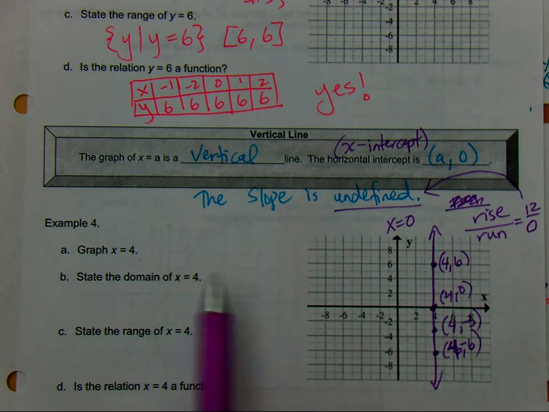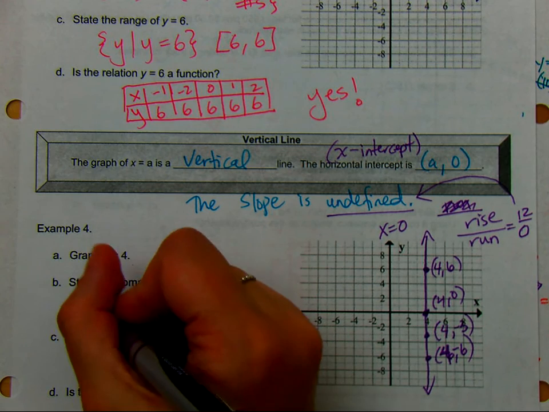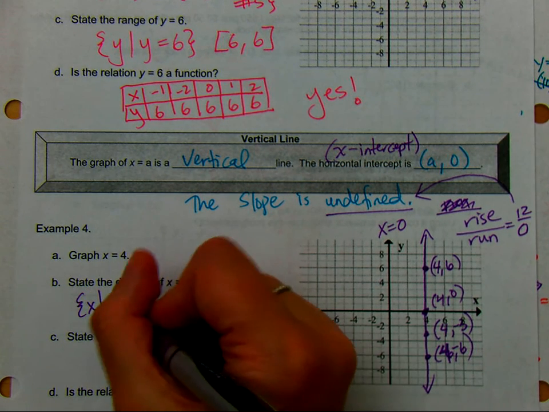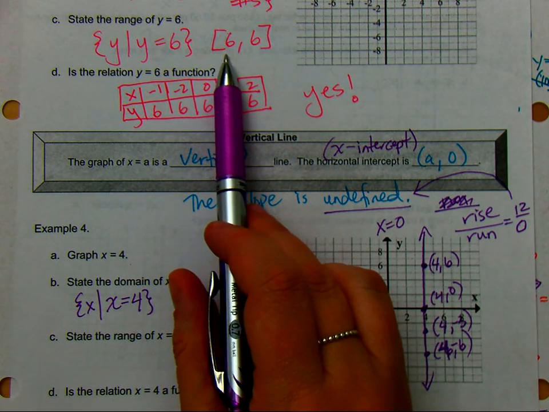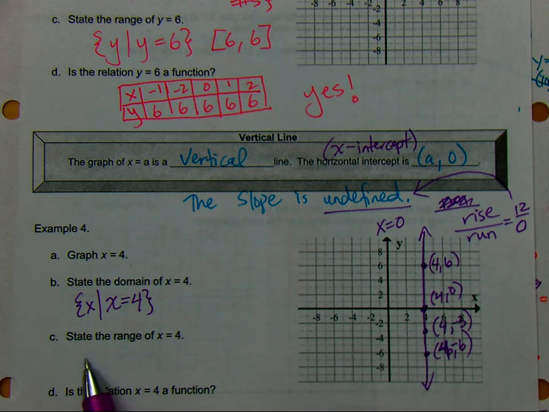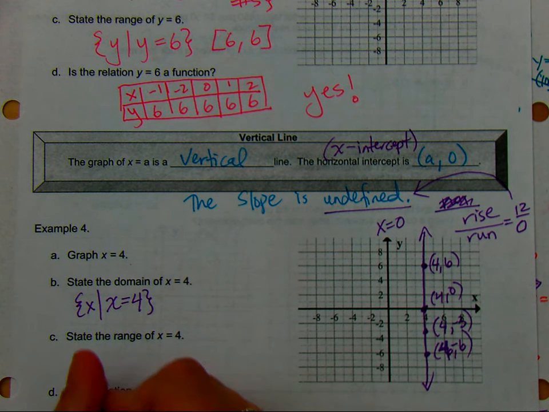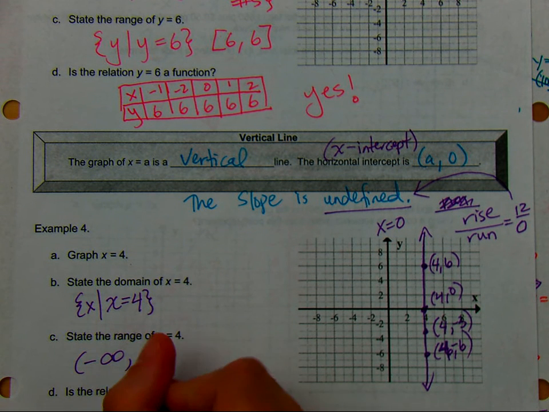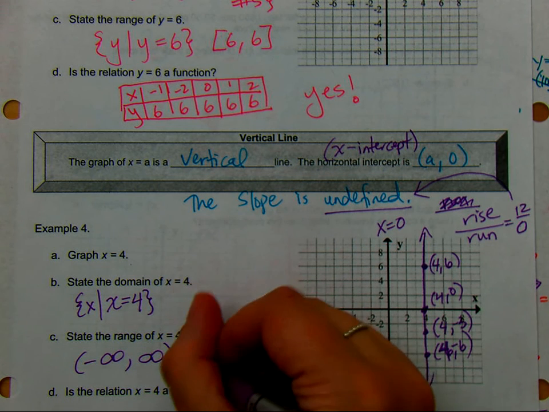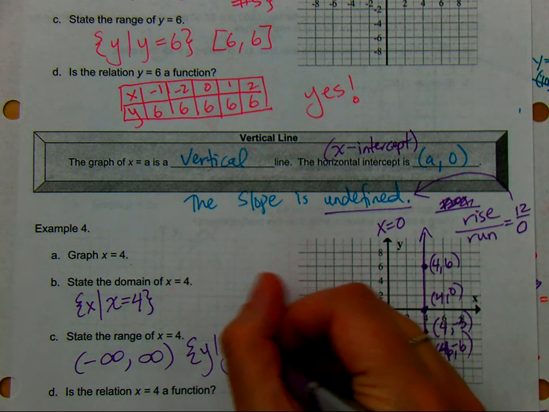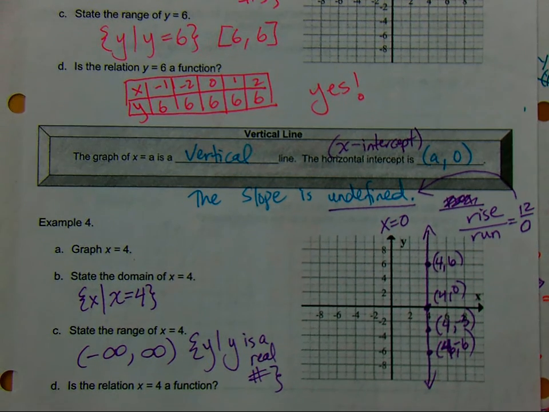Okay, what's the domain of x equals 4? I think it looks better to do it this way. X is only equal to 4, right? I think it's weird to have an interval where you start and stop at the same number. State the range. What's the range of x equals 4? Here we might have from negative infinity to positive infinity, right? Because we could say y such that y is a real number, or is all real numbers.